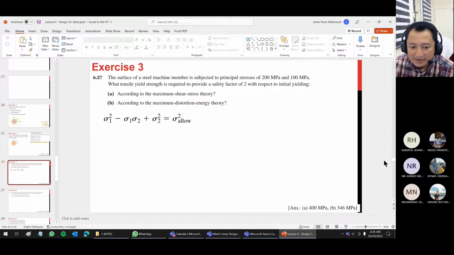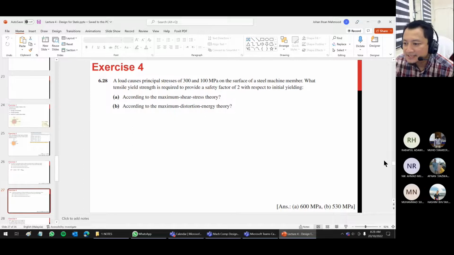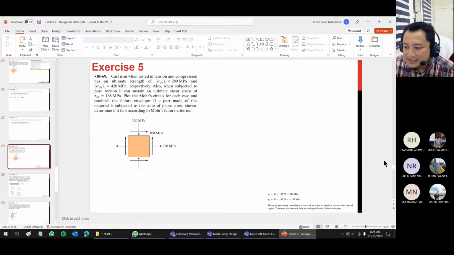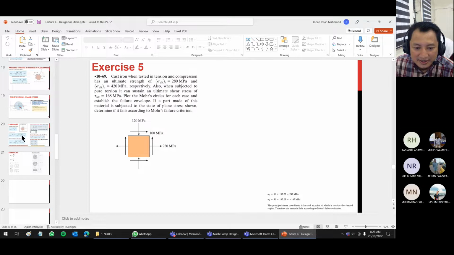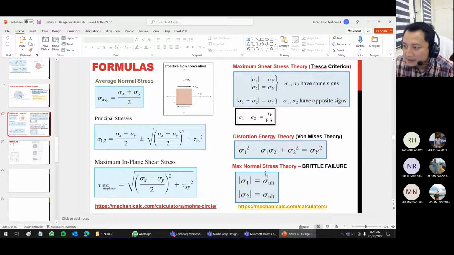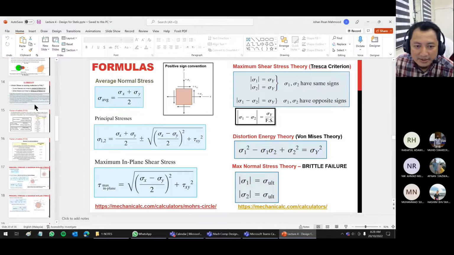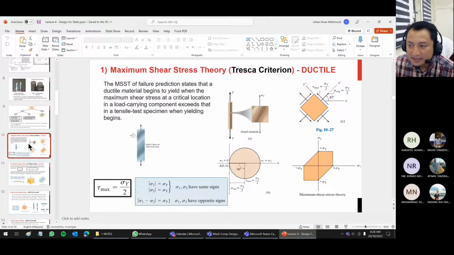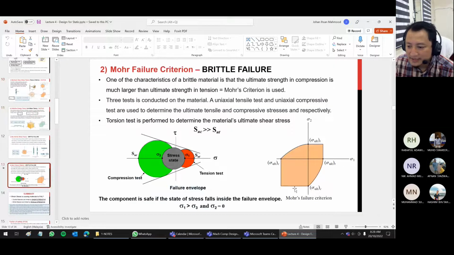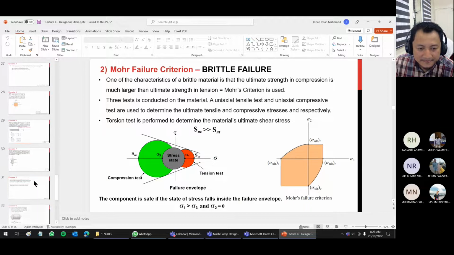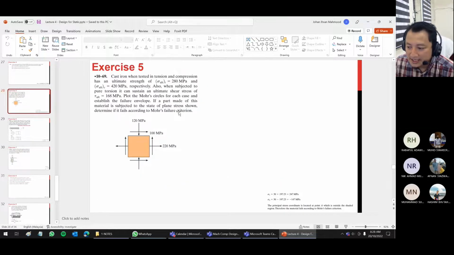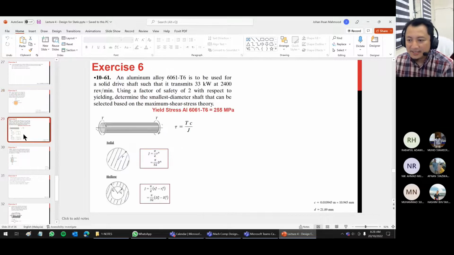This one, we have done this before. This is too easy, maybe. It should be very easy. This one is using the Mohr failure criterion. If it is the Mohr failure criterion, you have to refer to here. I didn't put it in the summary. Should be this one, slightly harder. Let's try something with shear stress first. Let's do exercise 6.